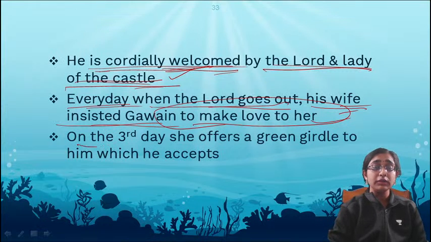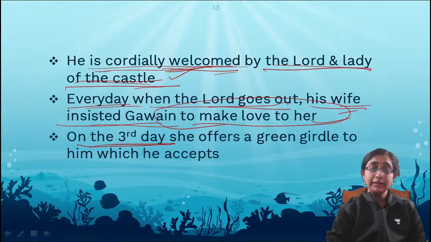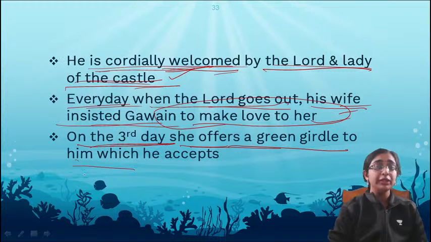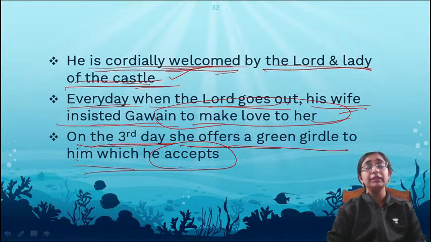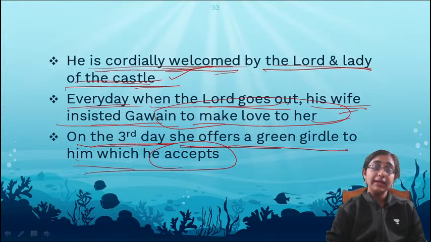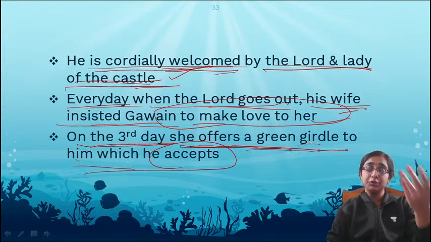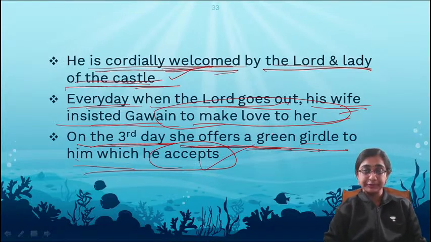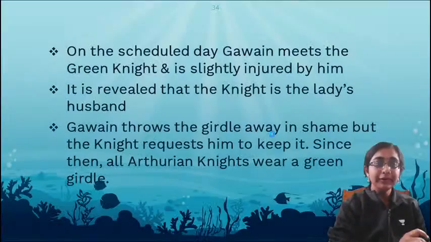What happens is that on the third day of their meeting, she offers a green girdle to him, which he accepts, which he has to accept actually. Gawain cannot refuse it. So the lady offers a green girdle to Gawain as a token of love, and Gawain finally accepts.